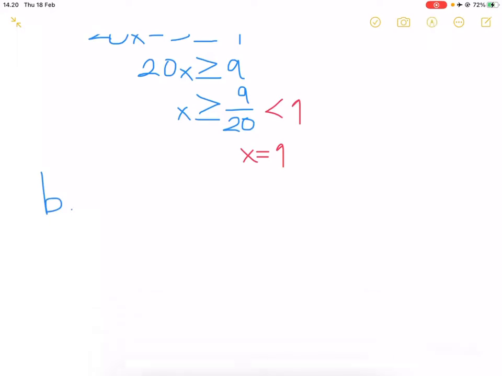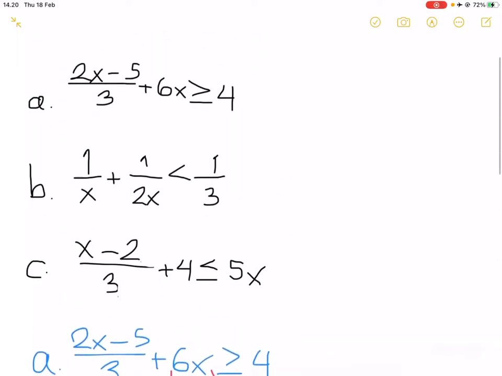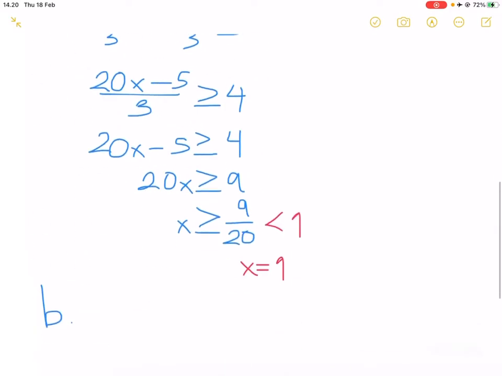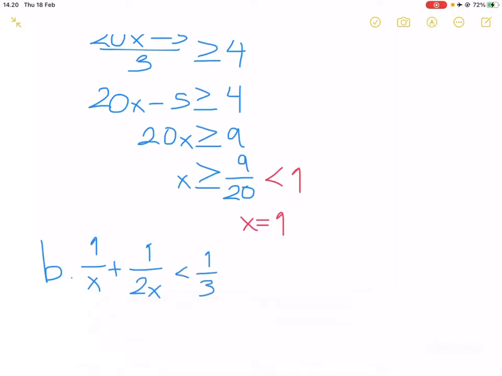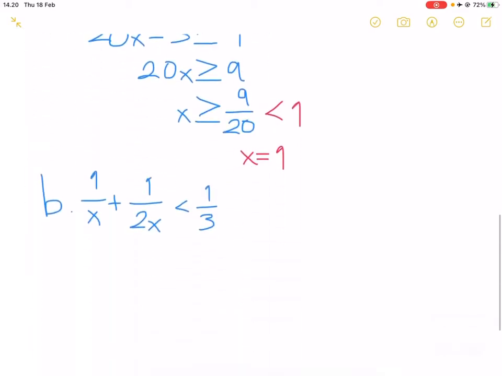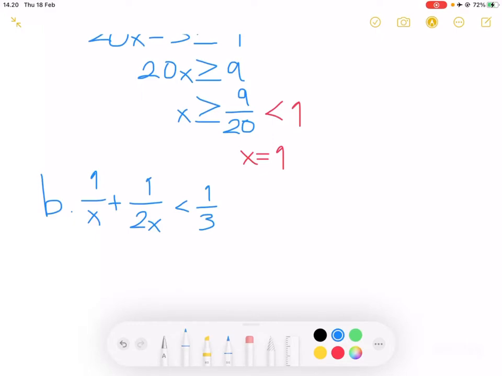The second part, let's see what we have. 1 over x plus 1 over 2x is less than 1 over 3. Right, so the first thing that might come to mind is to combine these two fractions together, and by doing that, let's write the common denominator, the common multiple of the denominators, which is just 2x.